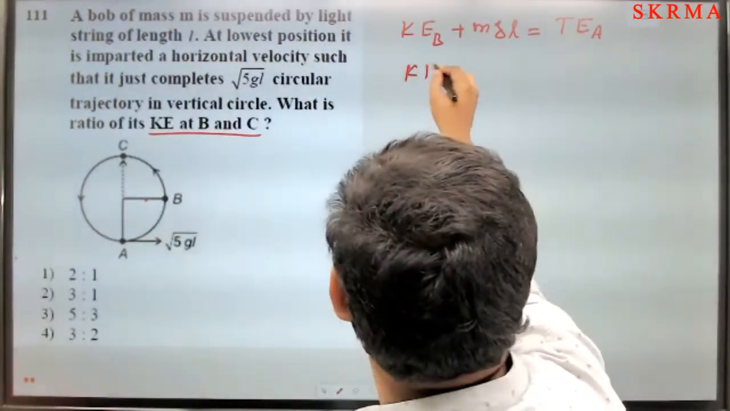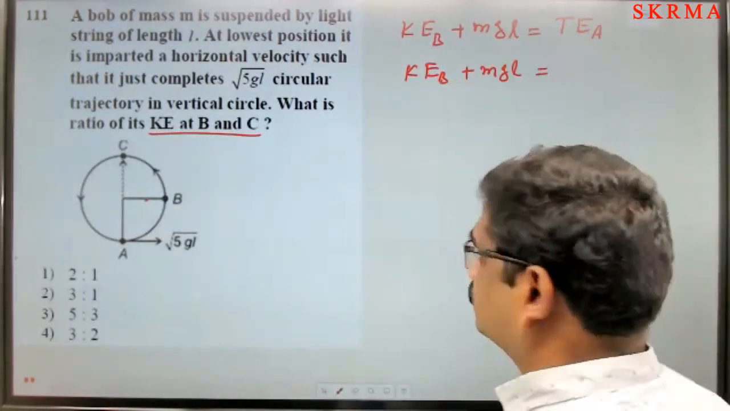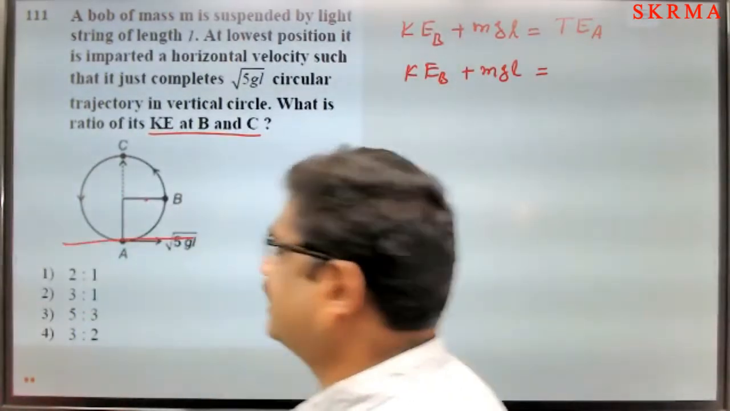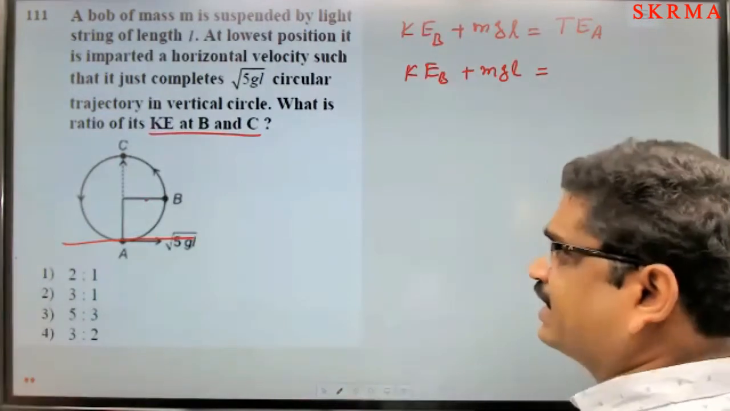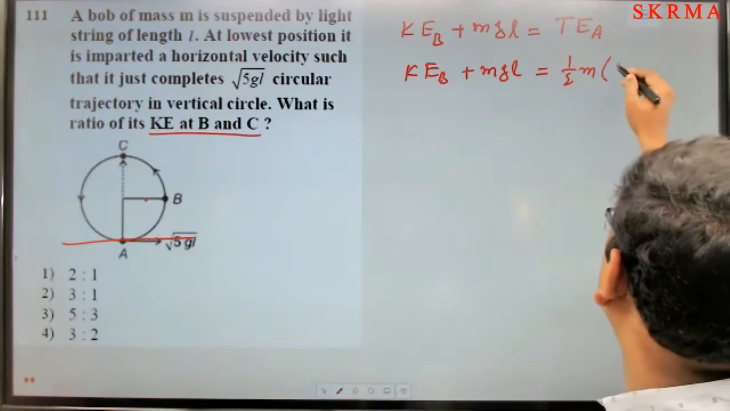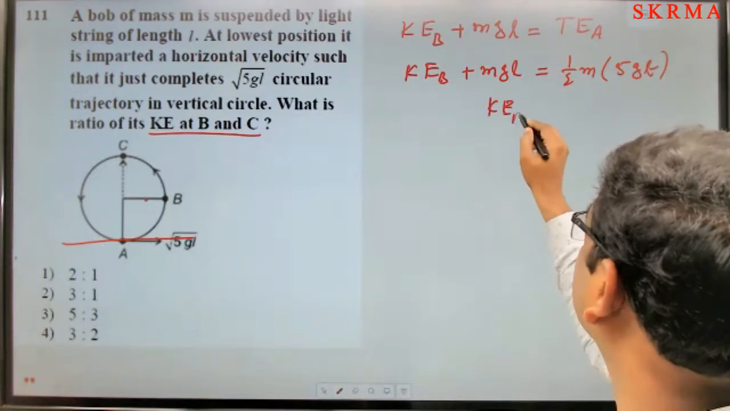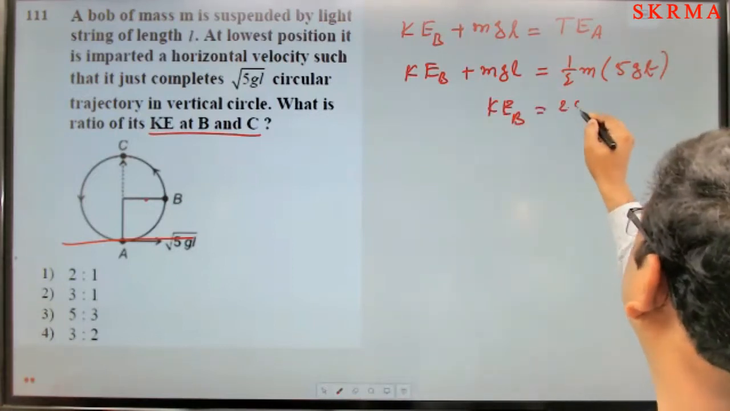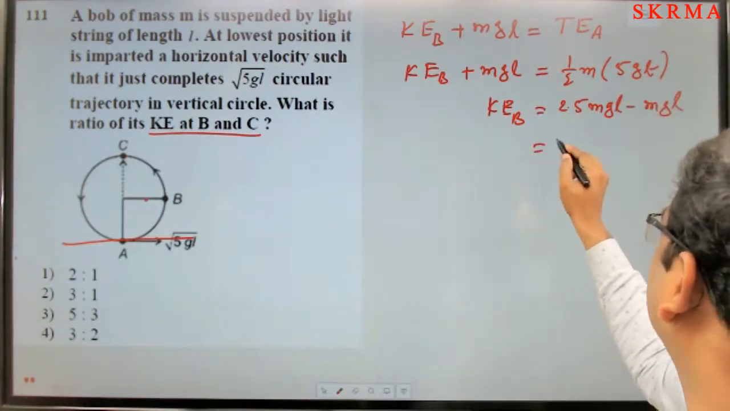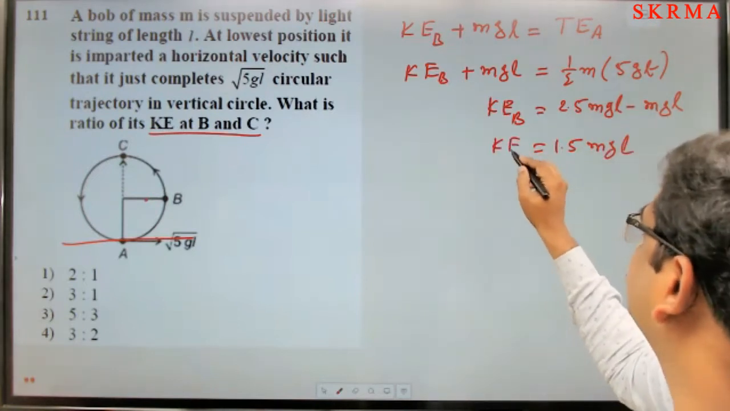Now kinetic energy at point B plus mg into L equals the total energy at A. Total energy at A is nothing but kinetic energy only, because we are taking the origin at A. So 1 by 2 into m into velocity whole square. Velocity is 5gL. Now cancel similar terms. Kinetic energy at B equals 2.5 mgL minus mgL. That equals 1.5 mgL, the kinetic energy at point B.